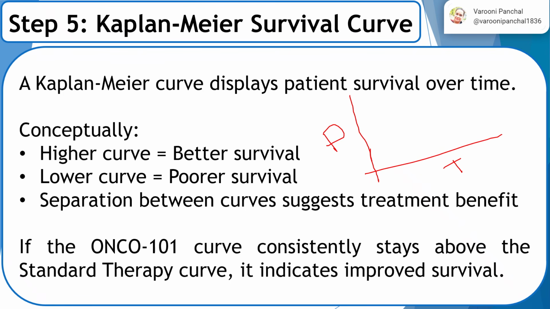Now I will show another example here. Say this is the Onco 101 curve, and the standard therapy is crossing. If you see this crossing, that means it is a mixed result, right? The Onco 101 treatment in this specific case study is not showing improved survival, so it is not a better treatment as compared to the standard therapy. So this is how you can correlate.